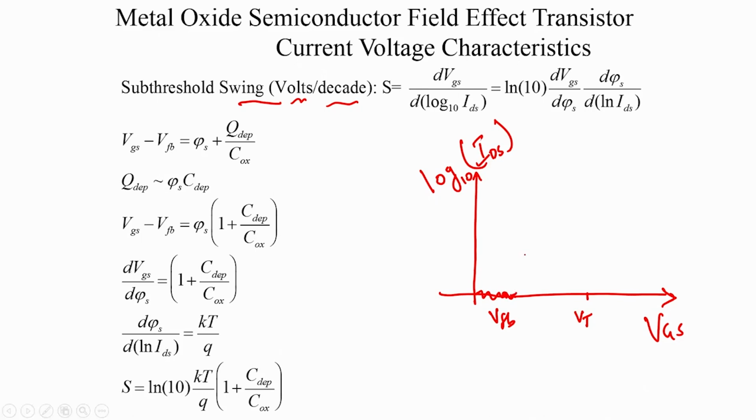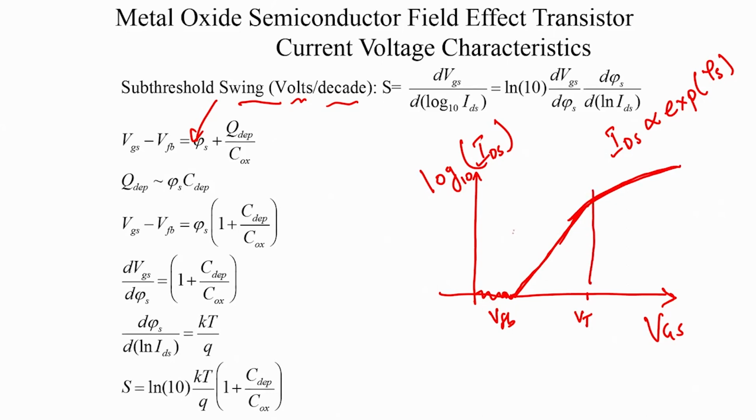your current. Since the current is proportional to the exponential of the surface potential, which in turn is related to the gate voltage, you will find that the characteristics take a linear relation on a log ID versus VGS scale, and then beyond VT you start entering the square law dependence of the current. So, this region is our subthreshold region of operation.